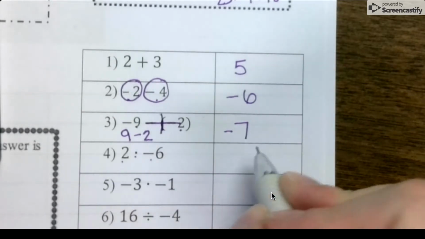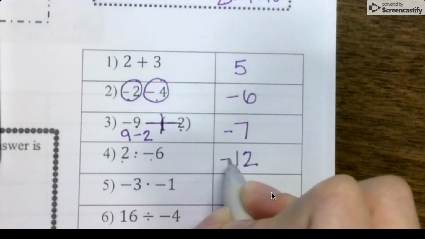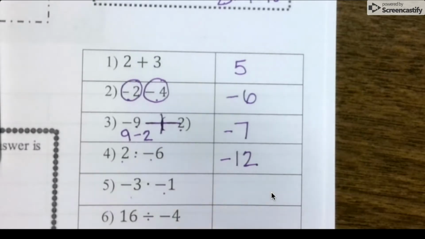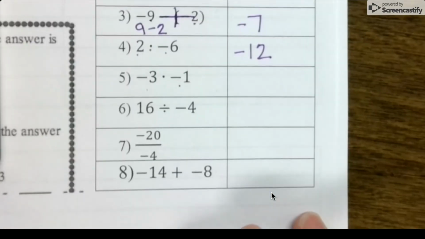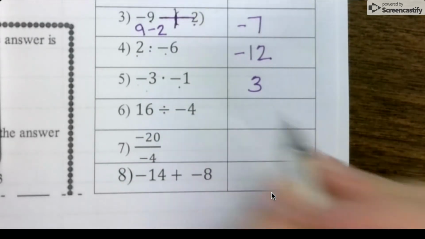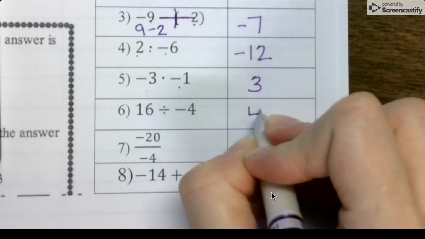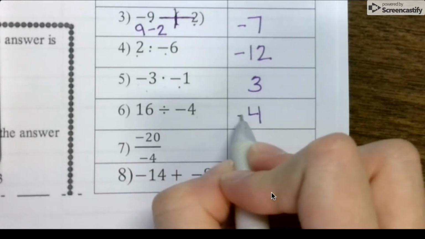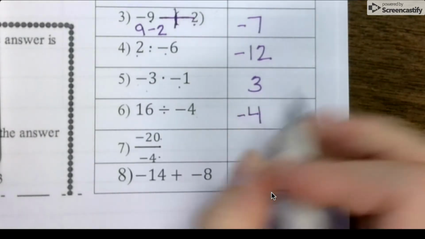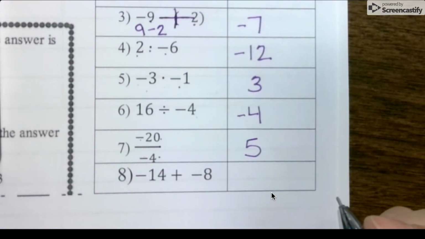2 times negative 6. Well, 2 times 6 is 12. The signs are different, so it's negative. Negative 3 times negative 1. 3 times 1 is 3. Same signs, so it's positive. 16 divided by negative 4. That is 4. Signs are different, so it's negative. Negative 20 divided by negative 4 is 5. Signs are the same, so it's positive.